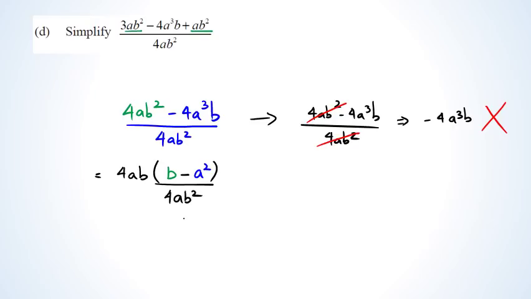Okay, once I have this, now I can start canceling things out. So I could cancel out 4 and 4, I could cancel out a and a, I can cancel out b in the numerator with b in the denominator. So when I simplify this, I'm going to get b minus a squared divided by b. Now, if you really want to, you can simplify this further, but that's absolutely fine, and that actually gets you a grade of merit in this case.